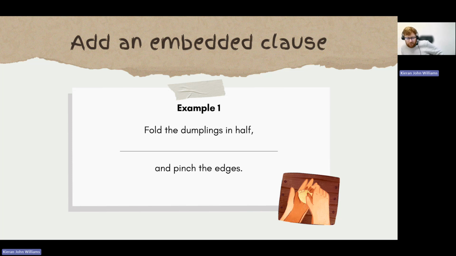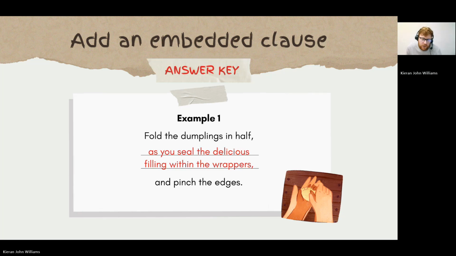All right, so we've got here, "Fold the dumplings in half and pinch the edges." What extra detail could you add in there? Remember, your embedded clause needs to provide some relevant information. I'm sure you're all shouting at the screen, telling me your answers here. Let's have a look at one example. In this version, the embedded clause added is "as you seal the delicious filling within the wrappers." This clause helps explain what is happening during the folding and pinching process. It adds a little bit of clarity, a little bit of description, and makes the sentence more engaging.